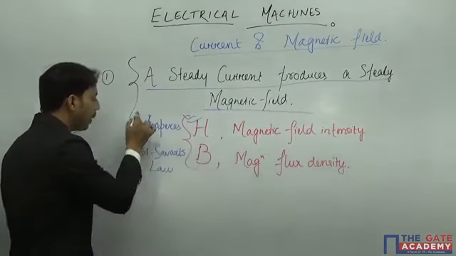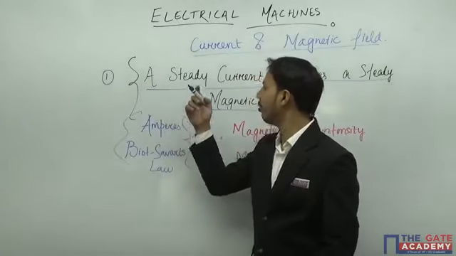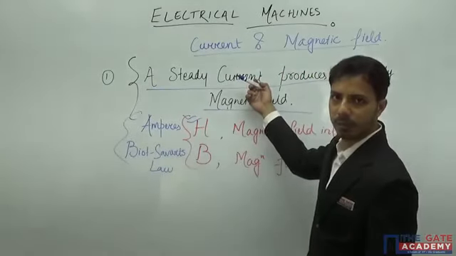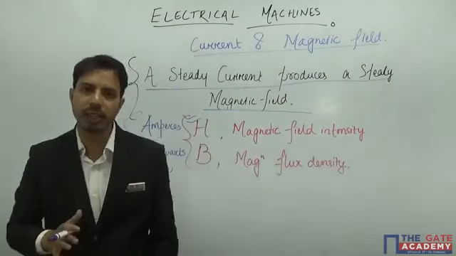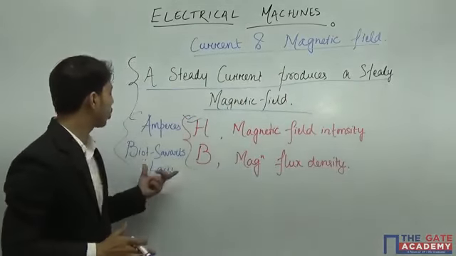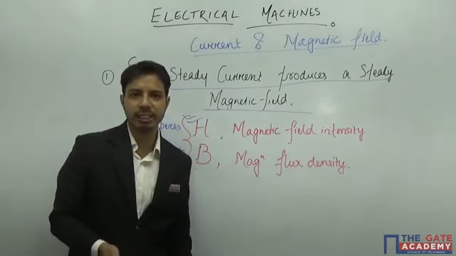That means Ampere's law and Biot-Savart's law are only applicable when I have a steady current. Clear? This is very important. You cannot apply Ampere's law or Biot-Savart's law if the current is not steady, or in other words, a changing current.